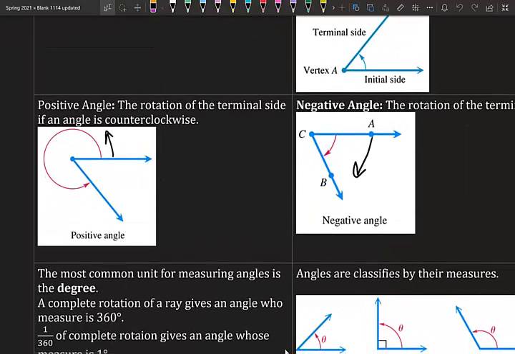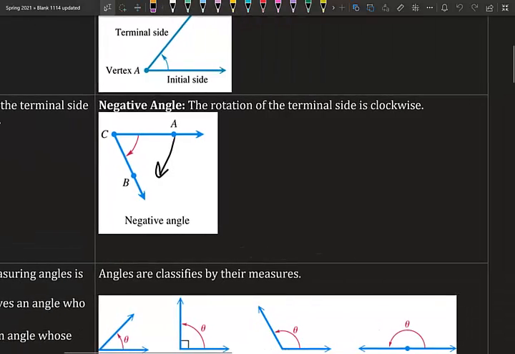Positive angles. The rotation of the terminal side, if an angle is counterclockwise, that's going to be positive. So if you open up counterclockwise to the left, that's a positive angle. A negative angle is just the opposite. The rotation of a terminal side is clockwise. So if we move the terminal side, it's going down. That's our negative angle.